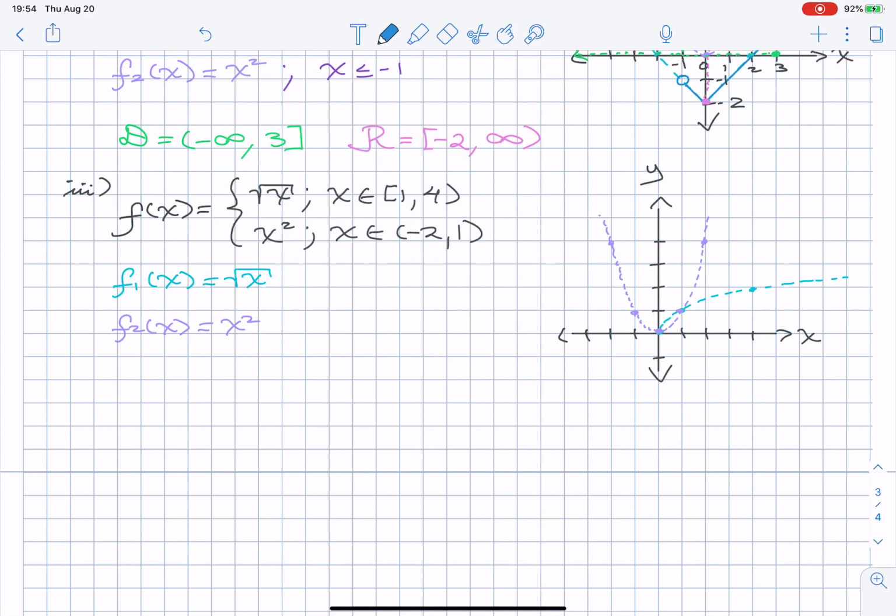Now let's look at the domain. For the first function, I have a solid dot at 1 and an open dot at 4. Remember, that corresponds to the values of x. So we have this portion of that graph.